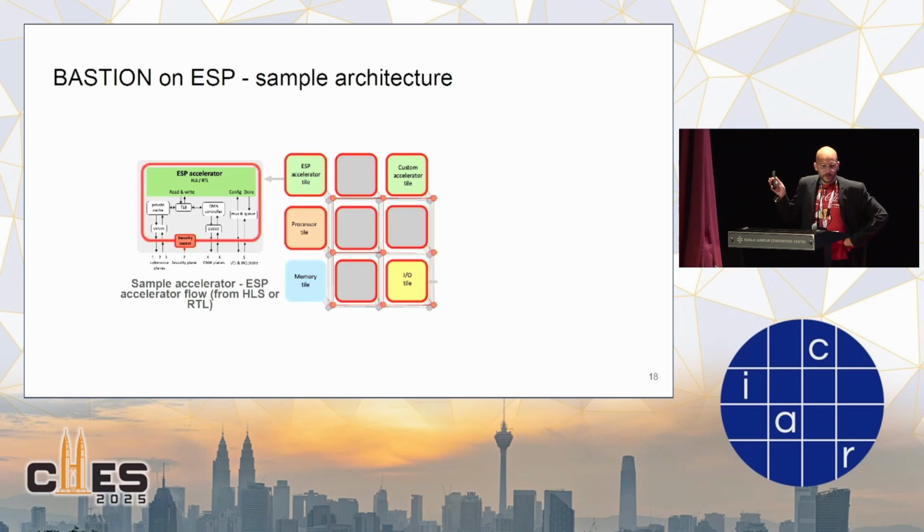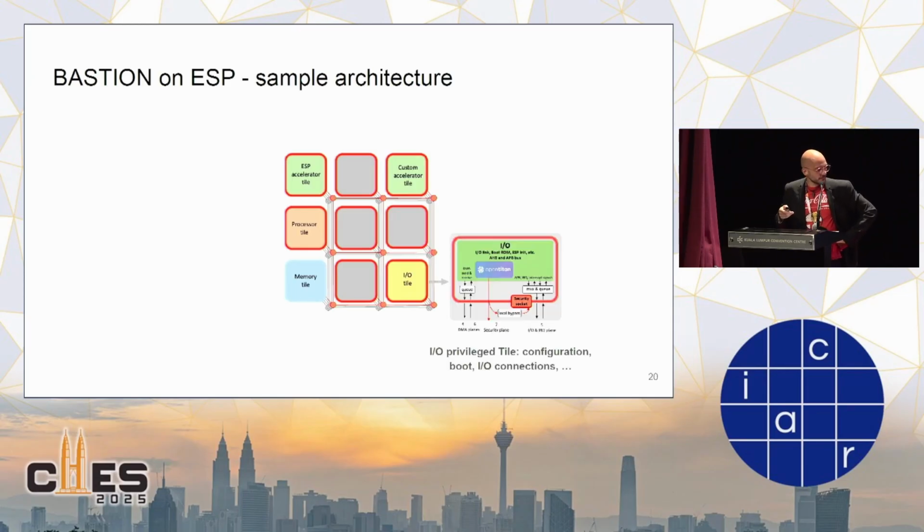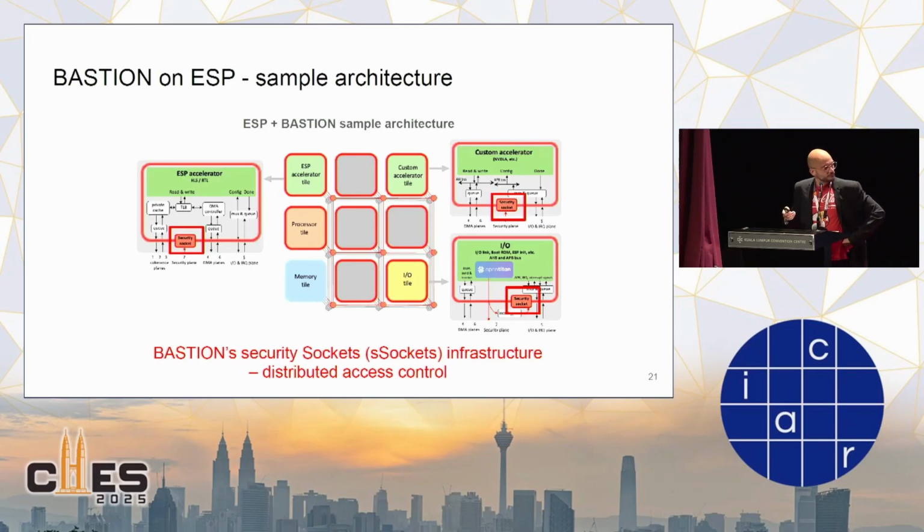Just to look a little bit at what an accelerator can be, this is just a high-level representation. This is a sample accelerator that comes, for instance, from the ESP flow for HLS design accelerators. Or this is an NVDLA core that has been integrated using the third-party IP flow from ESP. And then we have an IO privilege tile. That is the tile that is privileged with respect to the others because it's the one in charge of making the configuration of the system, and it is also the one that we're going to use for the configuration of our access control system.